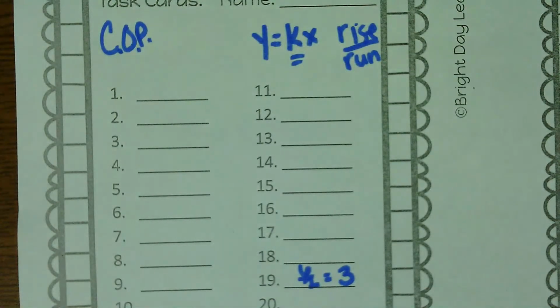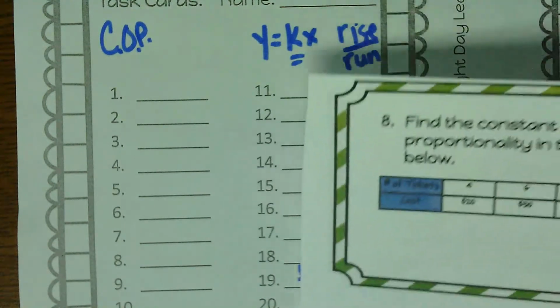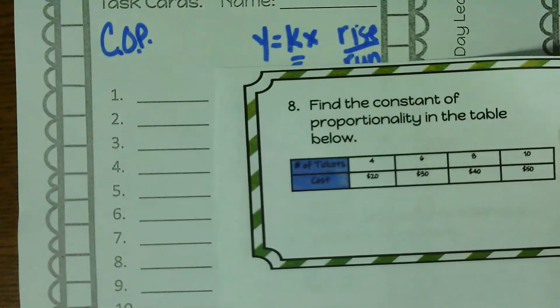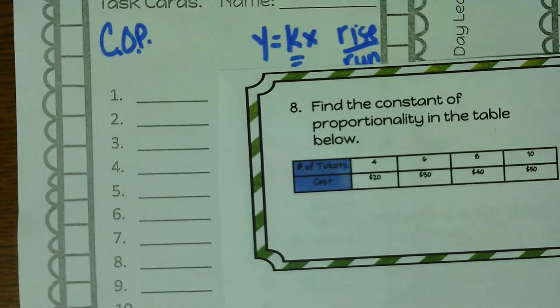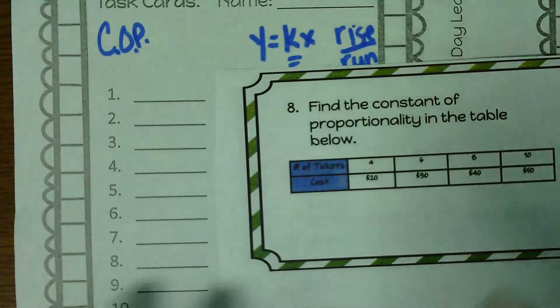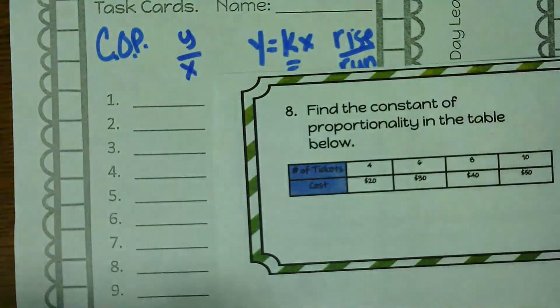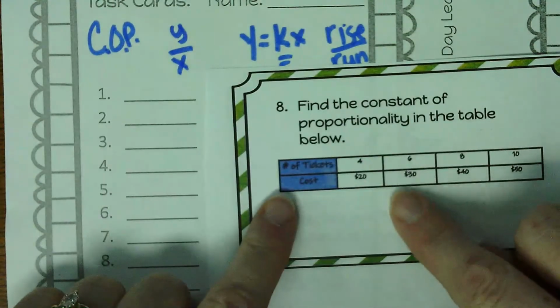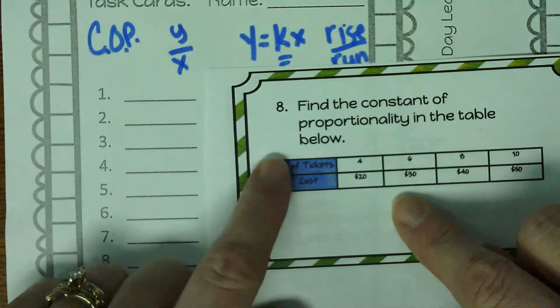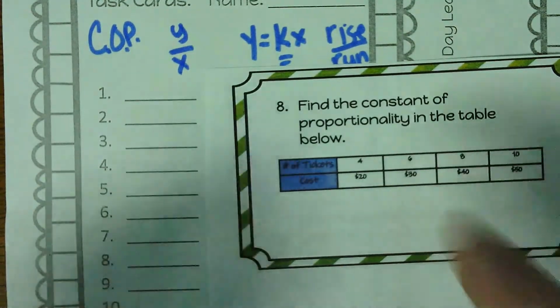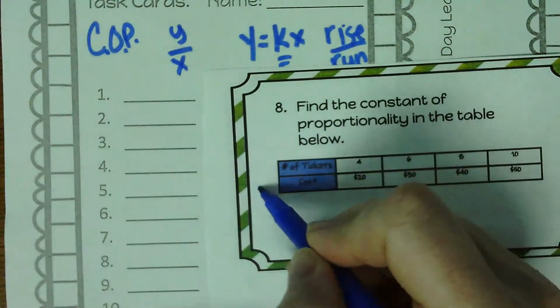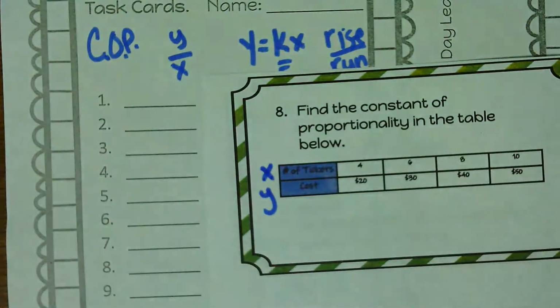Now we're going to talk about the last kind, which is going to be a table. When you do tables, they're going to look like this. And for constant proportionality, you're always doing y over x. So just like rise over run is the same thing, in a table, it's going to be y over x. So the cost per ticket. Cost is your y, tickets are your x.